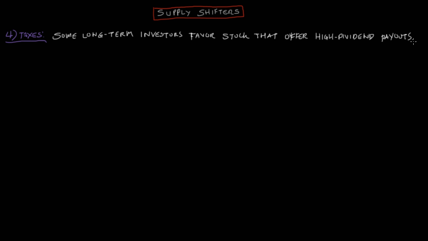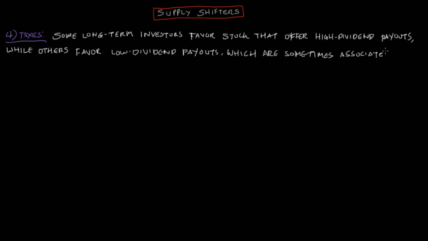This determinant in economics is generally identified as taxes and subsidies, but since stocks are not eligible for subsidies, I just label it taxes. In the United States and many countries around the world that impose taxes have a very complicated structure. I bring this to your attention because these taxes can affect dividend policies for companies. Some long-term investors will favor stocks that offer high dividend payouts, while others might favor low payout dividend stocks, which are sometimes related to tax advantages.